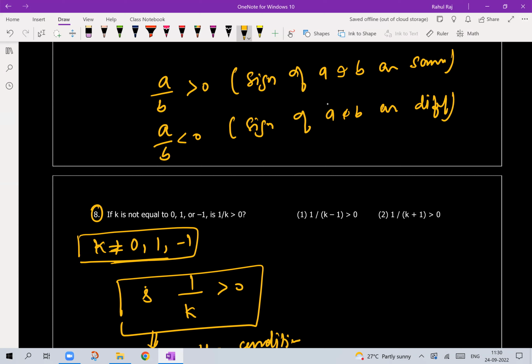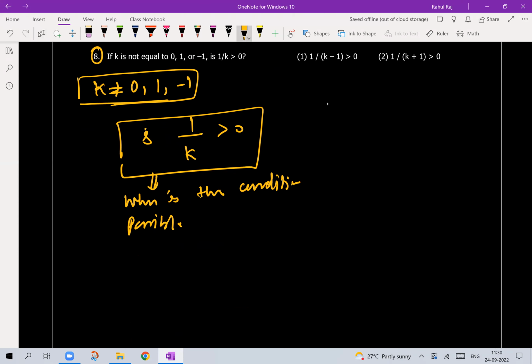Different in the sense that if a is positive, b should be negative for this to be less than 0. And if a by b is greater than 0, it means a and b should be of the same sign. My question is, is 1 over k greater than 0? 1 is positive. Now for this condition to hold, k should be greater than 0, right? This is only possible when k is greater than 0.